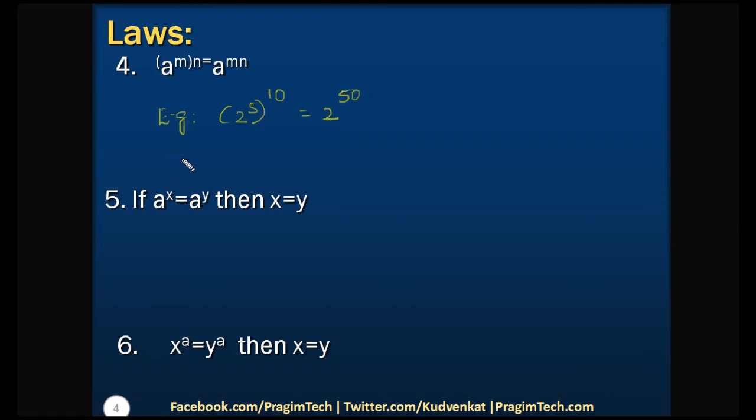Let's take one more example. If it is 3 to the power of 5 to the whole power 1 by 15, this will be equals to 3 to the power of 5 into 1 by 15. So we can cancel out this. So it will be 3 to the power of 1 by 3, or we can represent it as cube root of 3, right? So this is the second example.